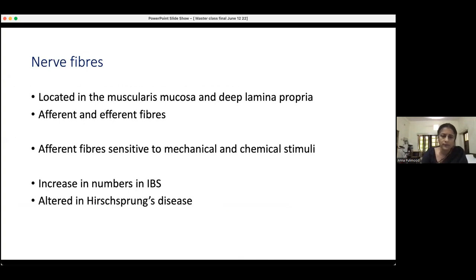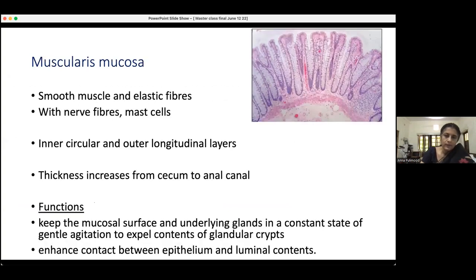Nerve fibers are located in the muscularis mucosa and deep lamina propria, afferent and efferent fibers. So they're sensitive to various signals and also transmit signals. They're increased in numbers in IBS, and they're altered in their expression and numbers in Hirschsprung's disease. The muscularis mucosa is made up of smooth muscle and elastic fibers, and it also contains nerve fibers and mast cells. It consists of an inner circular and outer longitudinal layer. It increases in thickness from cecum to anal canal, and it keeps the mucosa constantly in a state of slight movement to agitate the luminal contents and expel the contents of the crypts.